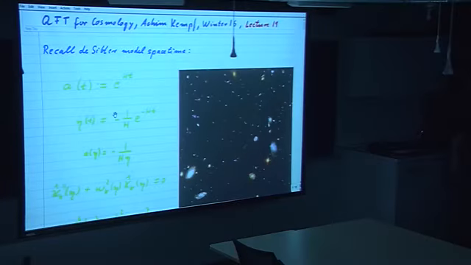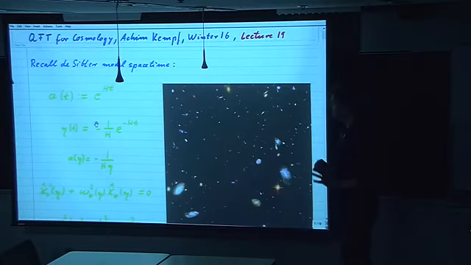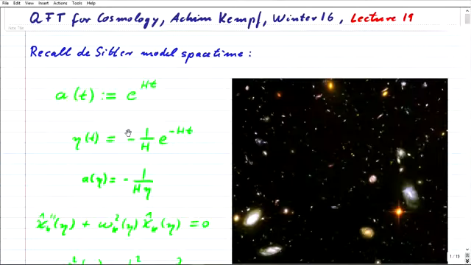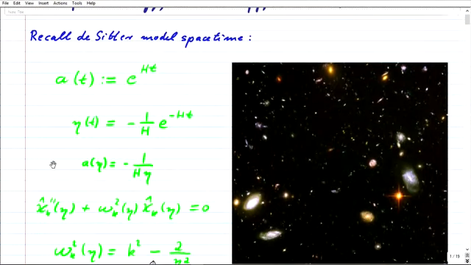Welcome back. Lecture 19 today. Remember, we are currently considering a model for the evolution of the universe, which is that of an exponential expansion. So the scale factor behaves like this: a of t is e to the power Ht, and H is the Hubble constant.